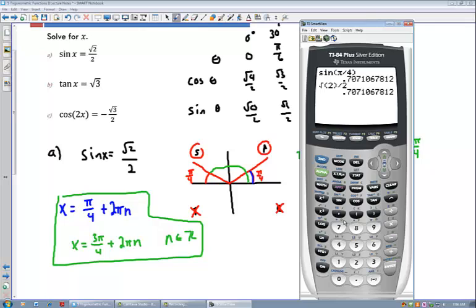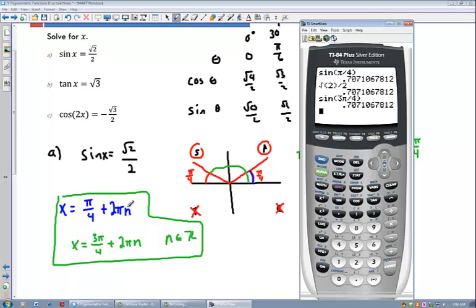Great, so that matches. And then try the other one, because I already know if you add 2 pi to it, you get back to the same answer, because the period of sine of x is 2 pi. So it repeats. Then let's try sine of 3 pi divided by 4. Great, and I get the same answer, and then plus 2 pi n. So I feel good with what's happening here.